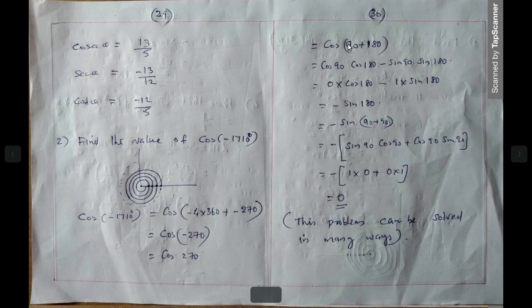So we have the formula cos(A+B) equals cos A cos B minus sin A sin B. Cos 90 is 0, into cos 180, minus sin 90 into sin 180, right? So 0 into this is 0, minus sin 180. Minus sin 180 means sin(90+90). Sin(A+B), what is that? Sin A cos B plus cos A sin B.